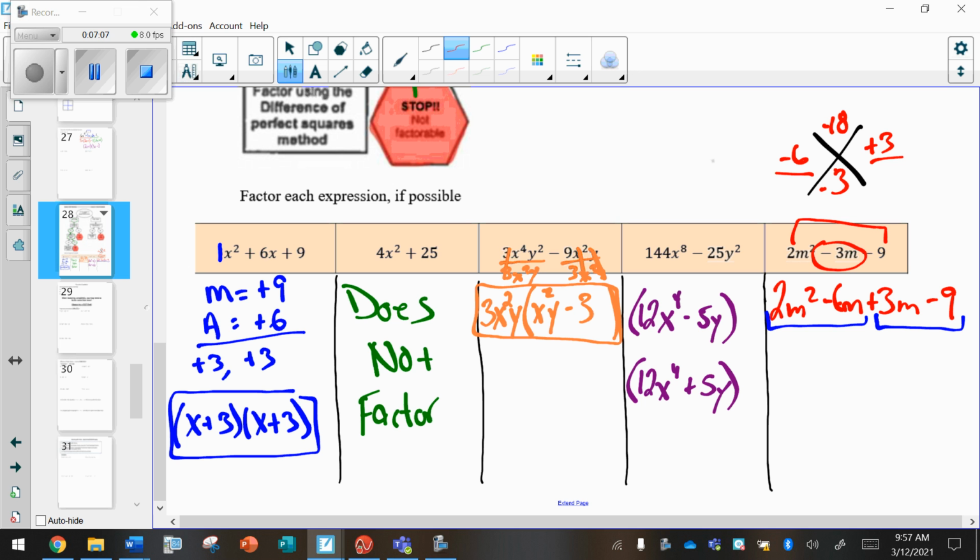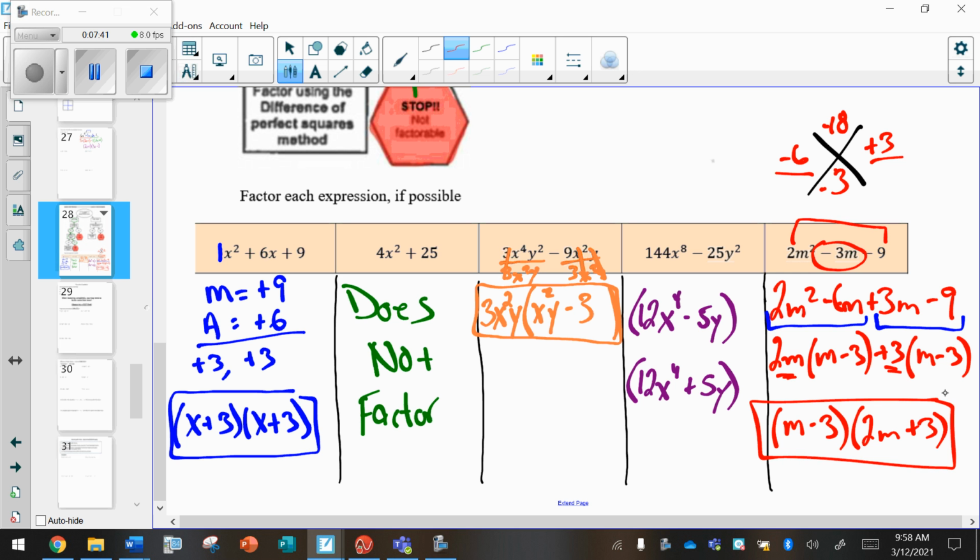I'm going to factor out a 2m, leaving me with m minus 3. Second group, I'm going to factor out a 3, leaving us with m minus 3. And remember, those parentheses are supposed to match. That's not a coincidence. It's supposed to be that way. So my final two factors are m minus 3, and the other factor is the 2m plus 3. We take the pieces that were the GCF and make them into their own factor.